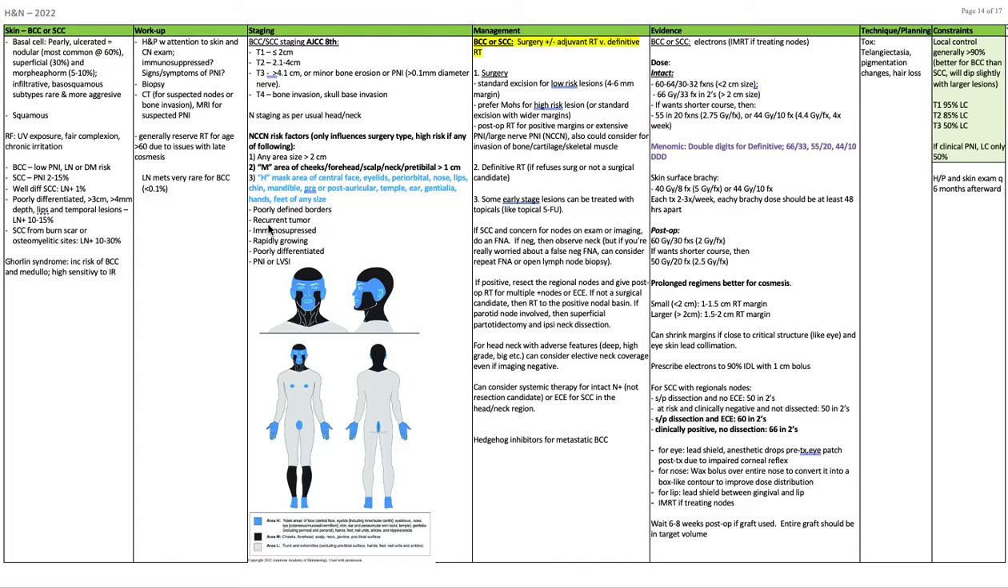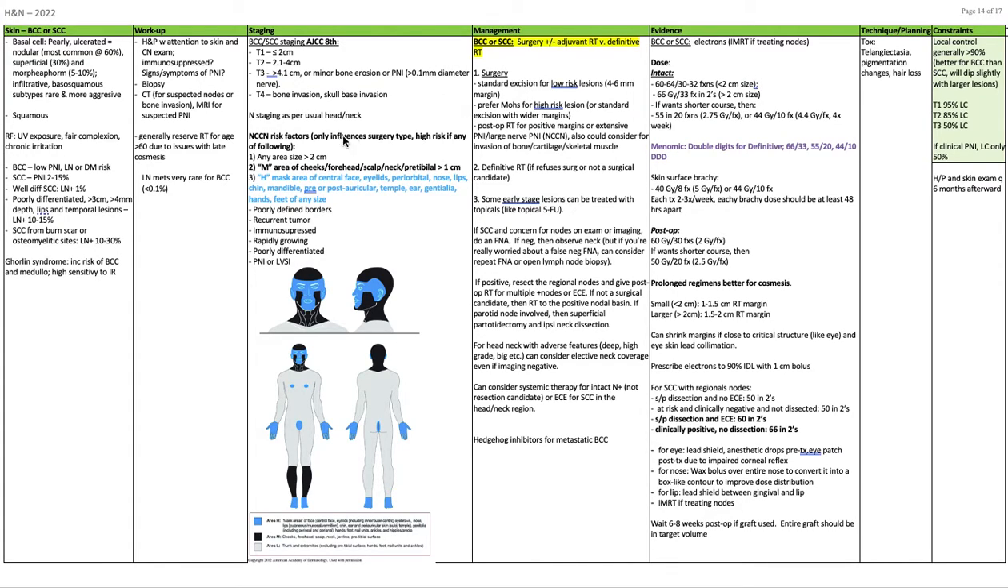Other high risk factors for surgery are poorly defined borders, any recurrent tumor, any patient that's immunosuppressed, has a rapidly growing tumor, any tumor that's poorly differentiated or with perineural invasion or lymphovascular invasion. Basal cell or squamous cell: surgery followed by adjuvant radiation versus definitive radiation is your treatment approach.